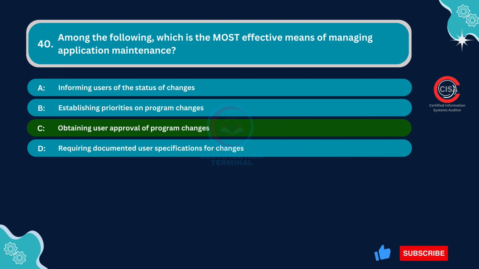Effective management of application maintenance involves several key processes, but obtaining user approval of program changes stands out as the most critical. Involving users in the approval process ensures that changes to the application align with their needs and expectations. User approval acts as a safeguard against unauthorized or potentially disruptive changes to the application. Obtaining user approval ensures that program changes are prioritized based on their business value and impact. User approval adds accountability to the change management process by establishing a clear line of responsibility.